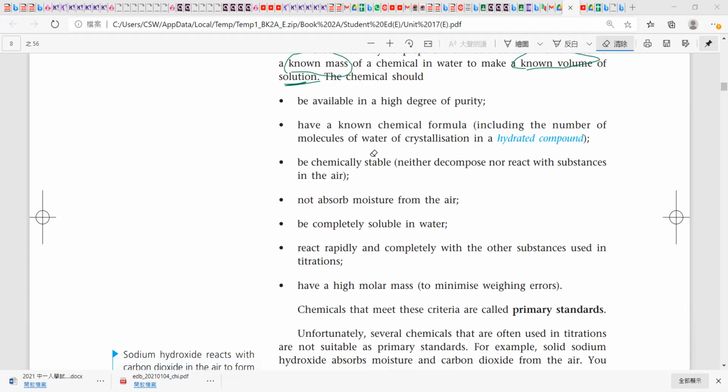So that's why you cannot make a standard solution of silver nitrate. It's because silver nitrate can be decomposed under sunlight easily. And it should not absorb moisture from the air.